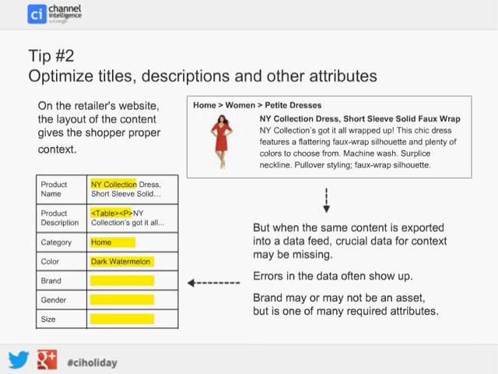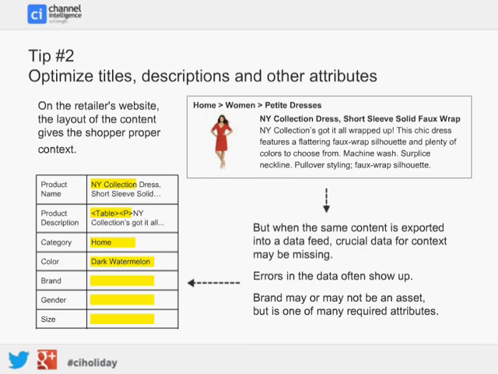And similarly, each comparison shopping engine has its own taxonomy. So what Channel Intelligence does is map each of our clients' SKUs to Channel Intelligence's proprietary taxonomy, and then that taxonomy in turn maps to all of the other comparison shopping engines, so that every single SKU is automatically assigned to the right category for each comparison shopping engine.